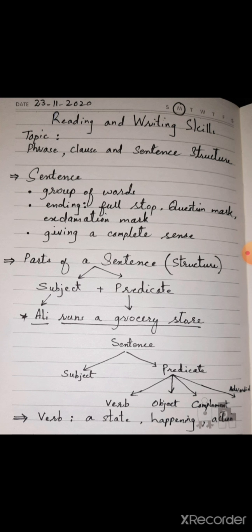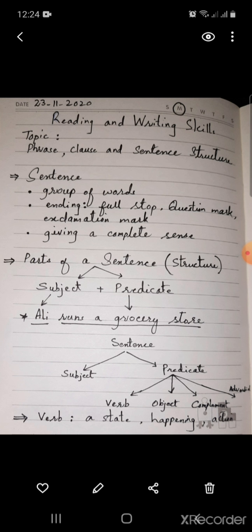The other thing is parts of a sentence. Parts of a sentence means what a sentence consists of. If we look from the perspective of the structure or elements of a sentence, it consists majorly of two parts. The first one is subject and the second one is predicate.